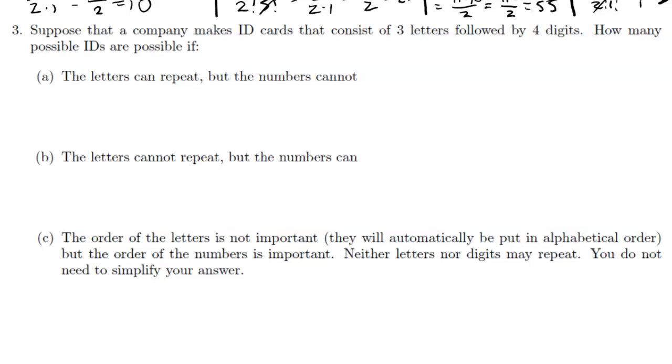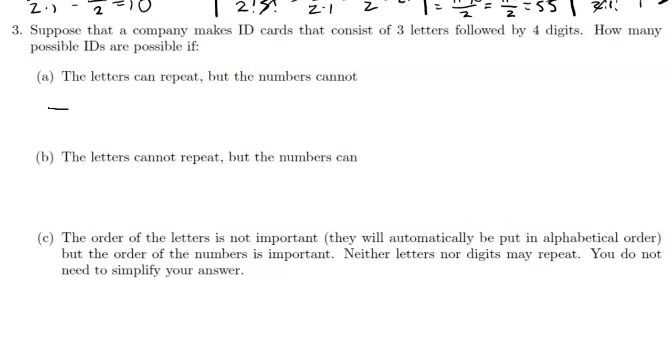Question 3 says, suppose a company makes ID cards that consist of 3 letters followed by 4 digits. How many possible IDs are there if the letters can repeat but the numbers cannot? So if we think about an ID card, it's got 3 letters followed by 4 digits. The important part with the ID would be the arrangement of those letters and digits. So really we'd have to view every single letter and every single digit as its own event, since the different spots would really be the key information here.